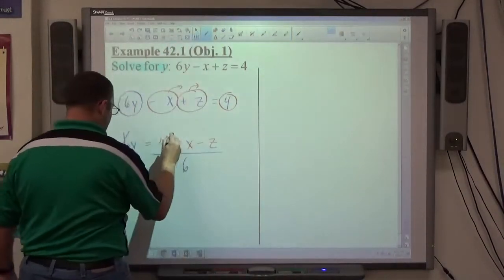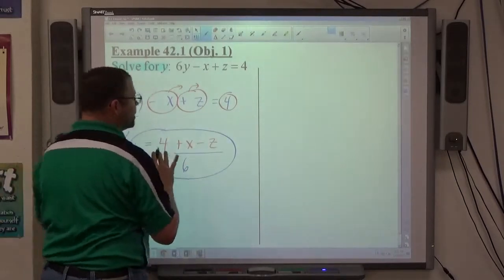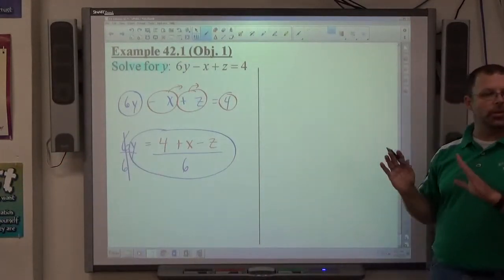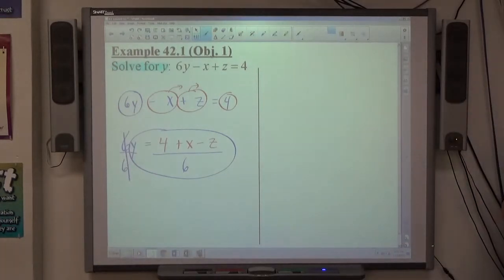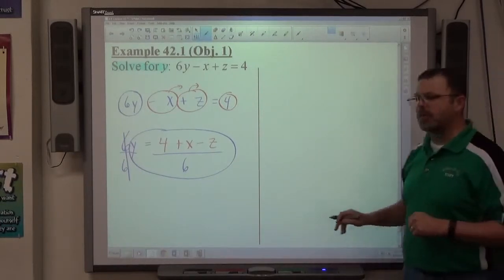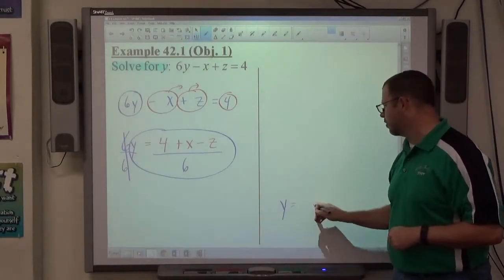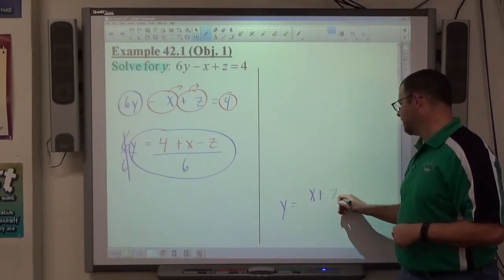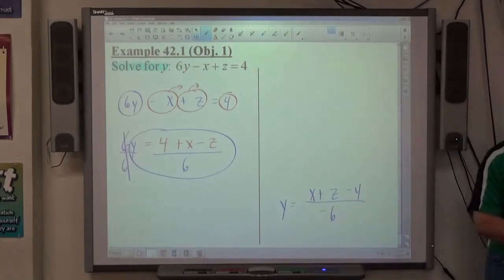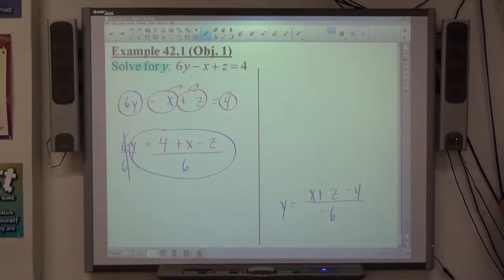All right? Now, the reason I'm going to go the other route is this. Sometimes we do an odd number problem, we get our work done, we check in the back of the book to verify that our answer is correct, right? And we go in the back of the book, and this is the problem. In the back of the book, they have this answer. Y equals x plus z minus 4 over negative 6. That's the back of the book answer.